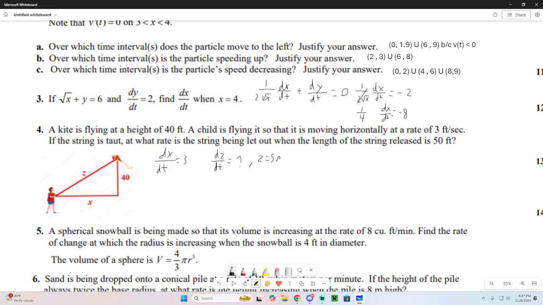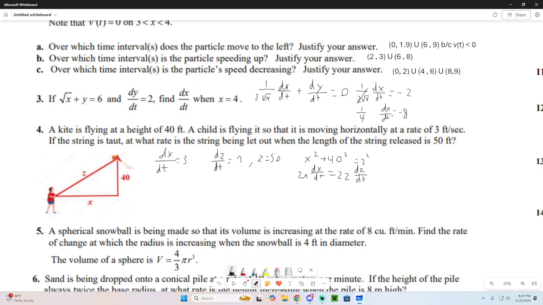Alright, so first let's make a correlation equation between all 3 of these variables. So we can just use Pythagorean's theorem. We have x squared plus 40 squared equals z squared. And then I'm going to take the derivative of both sides with respect to time. So we get 2x dx over dt equals, the derivative of 40 squared is just 0 because it's a constant, and then the derivative of this is 2z dz over dt.